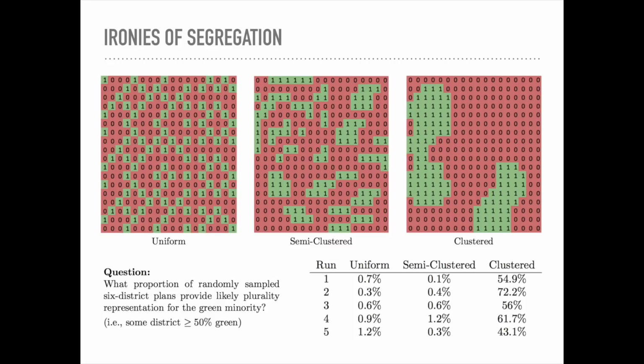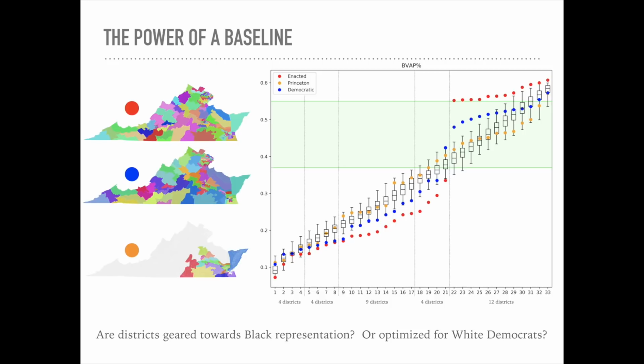So from a mathematical point of view, there's a kind of phase transition that occurs as you cluster more, and representation doesn't kick in until you're fairly segregated. So I call this ironies of segregation. Just a few more images.